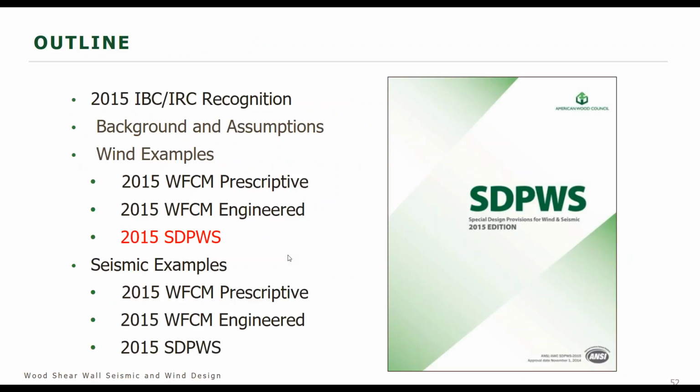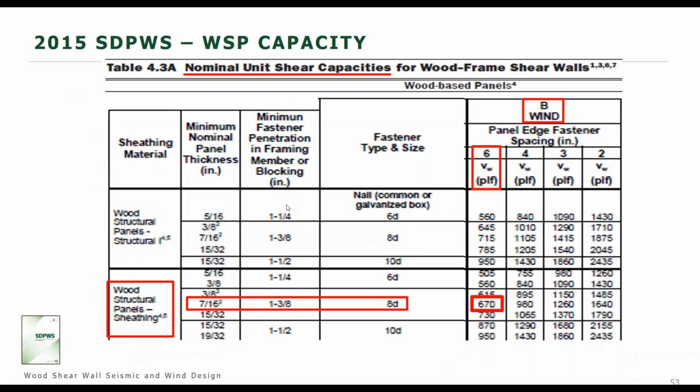So now we're going to talk about the special design provisions for wind and seismic, or SDPWS, as I've been referring to it. So when you go into SDPWS in Chapter 4, Section 4.3, you'll see tabulated values for unit shear capacities for shear walls. And as you can see in the heading of this table, these are nominal unit shear capacities. So these values need to be adjusted depending on if you're doing an ASD or an LRFD design. We're going to do an ASD design today, so we're going to divide the values in the table by 2, and that'll give us our ASD capacity.